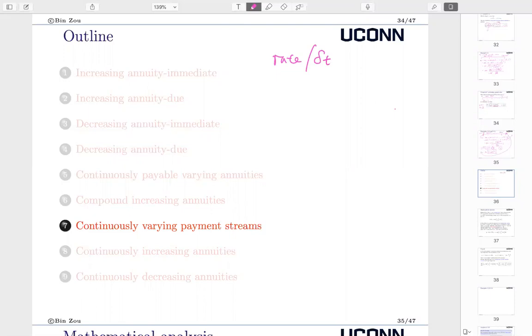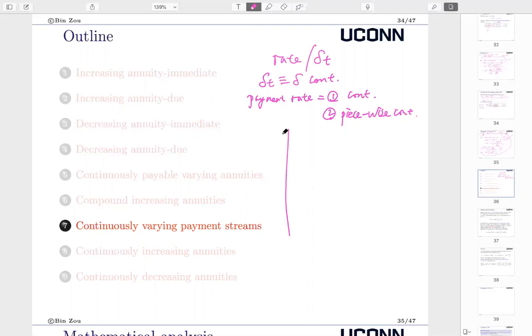Before, we always assumed this is constant, right? And for the payment rate, we studied two cases. It is either a constant or piecewise constant. What do I mean by piecewise constant? Let's say this is a rate. We use rho to denote it.